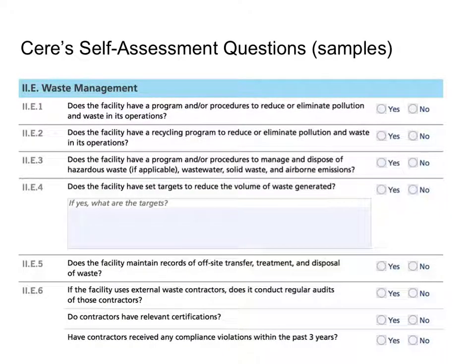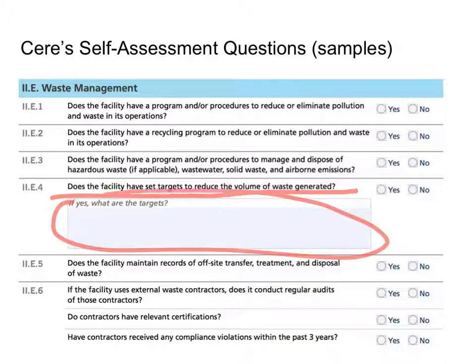Here's a sample of questions from the waste management part of the questionnaire. The yes-no format allows for a quick scan of many topics, along with some areas to record specific information. In this example, the questionnaire asks if there are any waste reduction targets, and then asks for examples. So here is the question for waste targets, and then you can put in your examples right there.